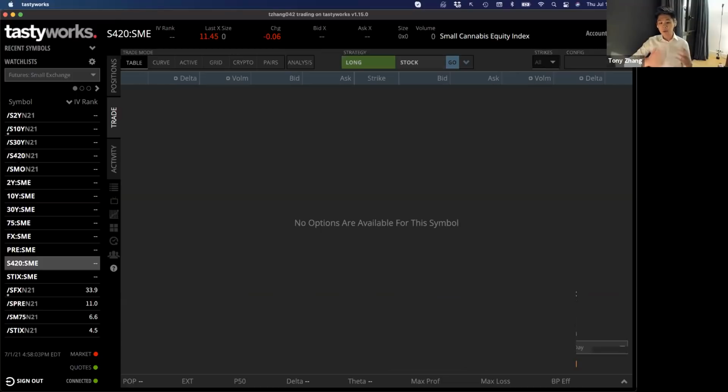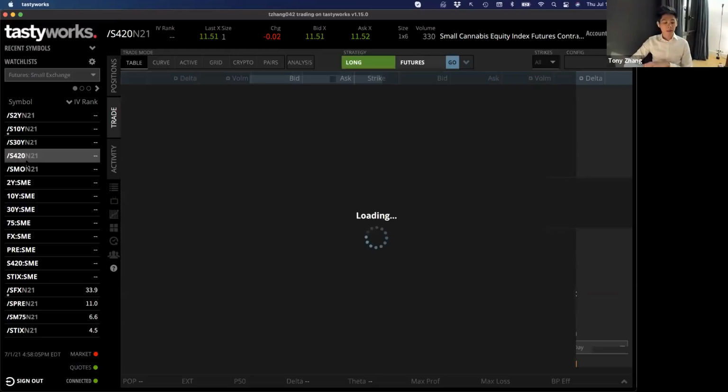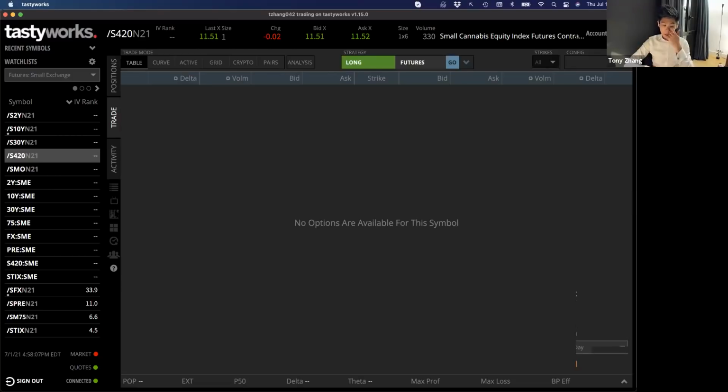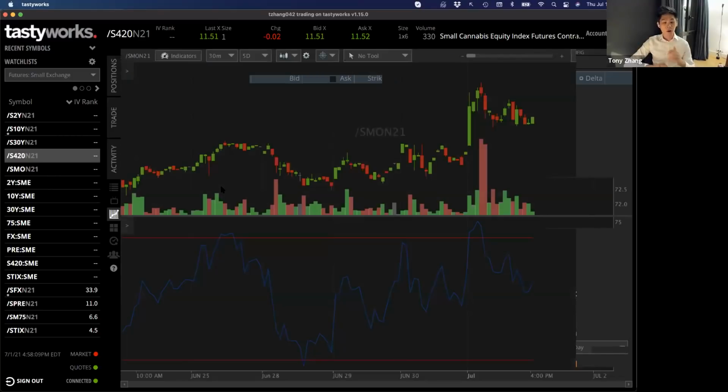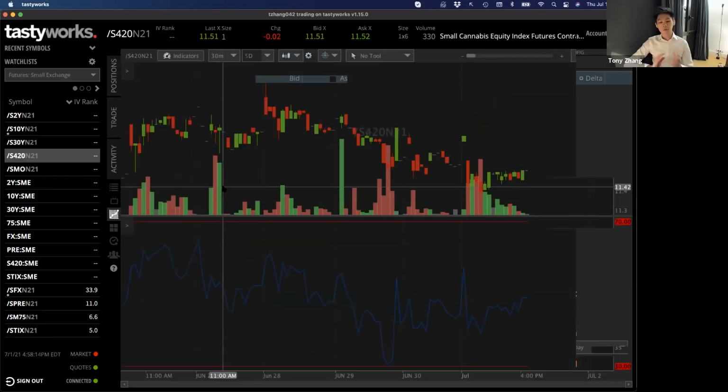For those of you that are interested in trading the cannabis futures, another way to access a basket of cannabis companies is through some of the ETFs that are available. Again, it's a more capital efficient way to access exposure to the major cannabis companies here in America.